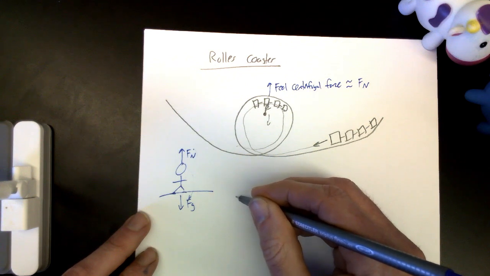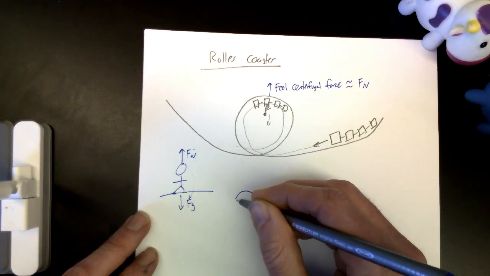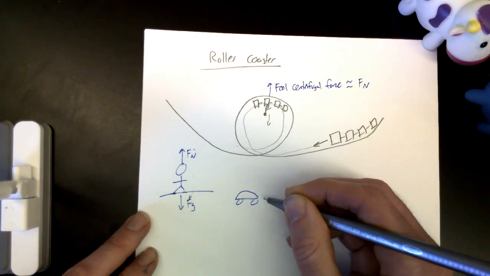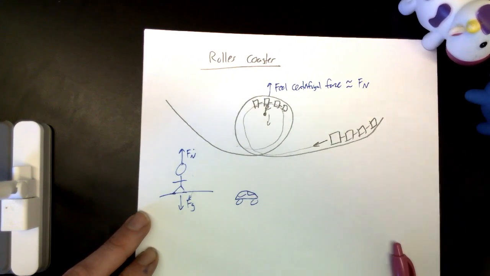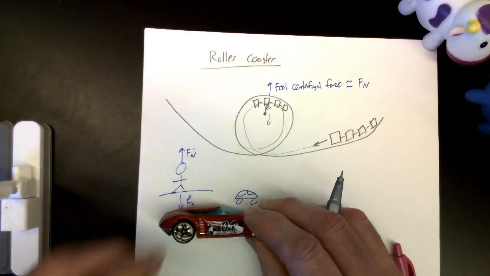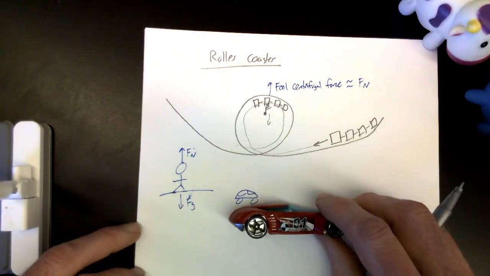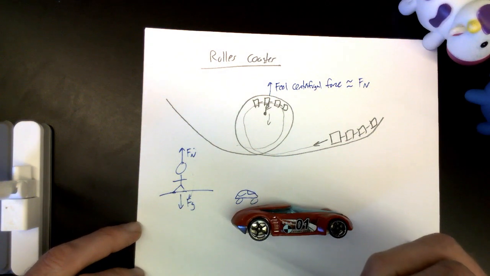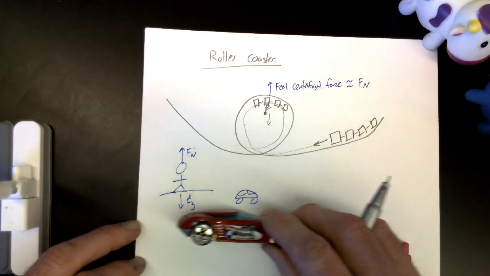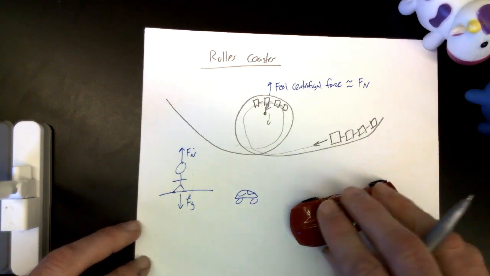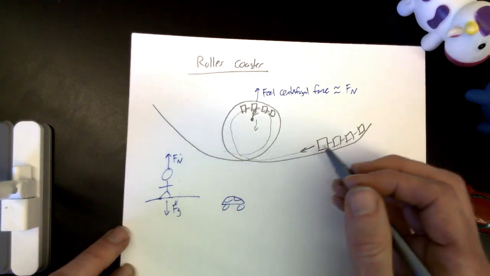Like if you're in a car, I'm going to draw the car here. Okay, good. So there's your car. Anyway, here's the car. So when you're in the car and the car is accelerating forward, you feel like you're being pulled back. Same thing. When the car is slowing down to stop, you feel like you're being pulled forward. So it's kind of always this opposite thing.